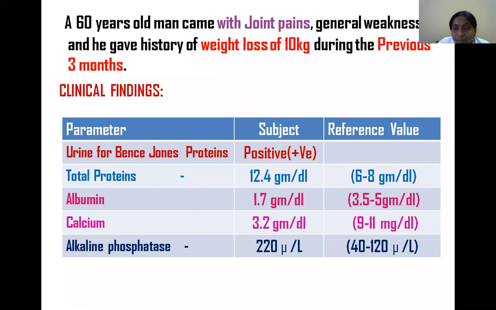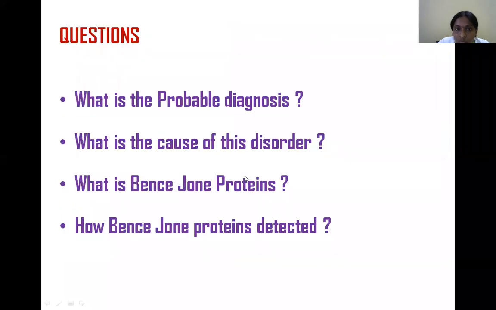So here the case mainly describes multiple myeloma. Urine for Bence Jones proteins is positive. What is the probable diagnosis? What is the cause of this disorder? What are Bence Jones proteins? How are Bence Jones proteins detected?